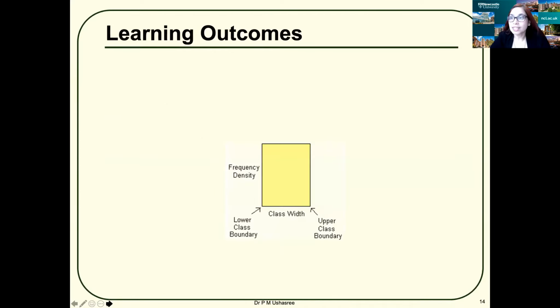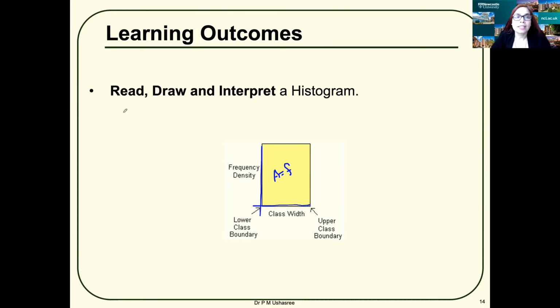Okay, that's all in histogram. The most important point in histogram is the area is nothing but the number of data in that class, or the frequency. So area is nothing but frequency density times class width. So you have seen how to read, draw, and interpret a histogram.